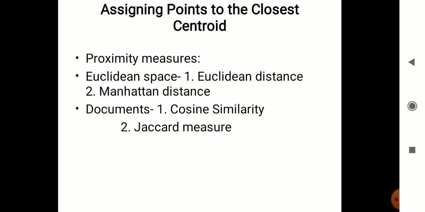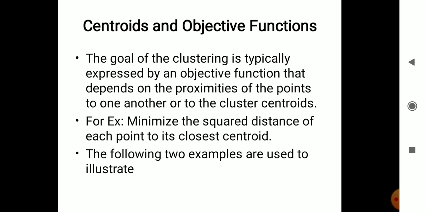And if you are considering document data, then the proximity measure you can consider is cosine similarity as the first one, and the second one is the Jaccard measure. These are the different proximity measures you will be using to calculate the distance of the points to the centroid. And the next topic is centroids and their objective functions.